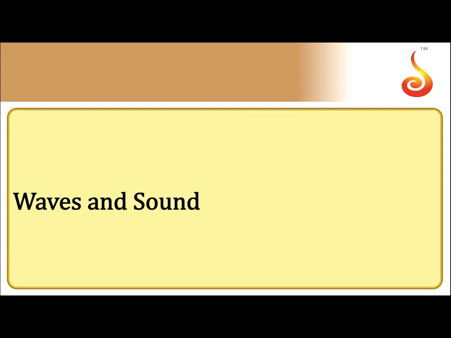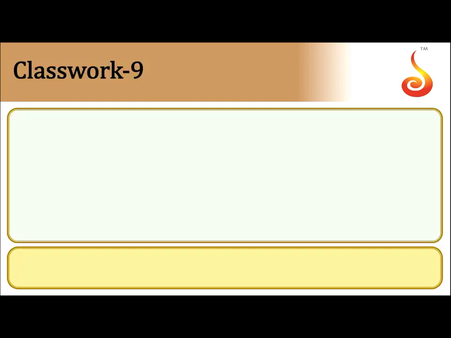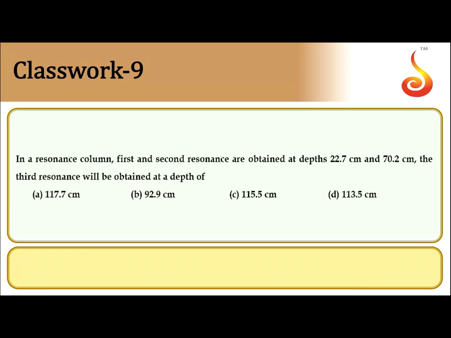Let us take up a couple of questions based on this chapter, waves and sound as well. In a resonance column, the first and the second resonance are obtained at depth 22.7 cm and 70.2 cm. The third resonance will be obtained at a depth of. Okay. So first resonance is at 22.7, second is at 70.2, the third resonance. If I consider the first resonance, that corresponds to L1 plus E is equal to lambda divided by 4. Second happens at L2 plus E is equal to 3 lambda divided by 4. And the third is L3 plus E is equal to 5 lambda divided by 4.